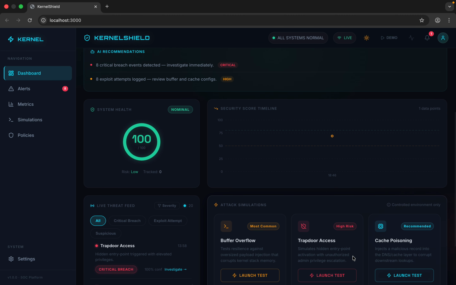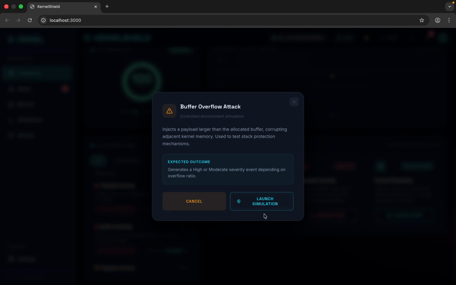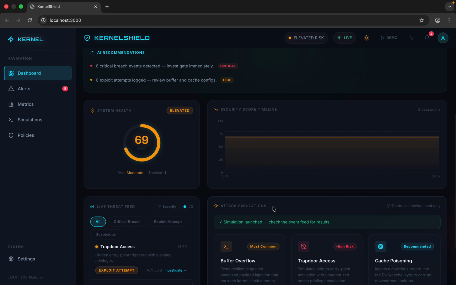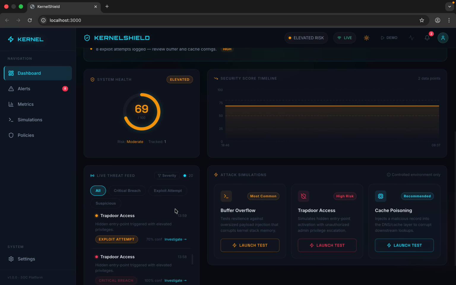We'll start with the most dangerous one, the buffer overflow. A buffer overflow attack happens when a program tries to store more data than it's allocated to hold. Watch what happens when I trigger one. There it is. Look at this. The system detected it in 127 milliseconds, and let me show you what information we got.